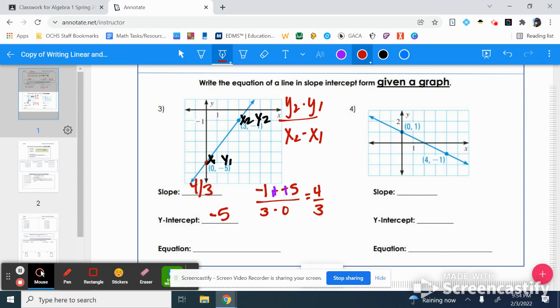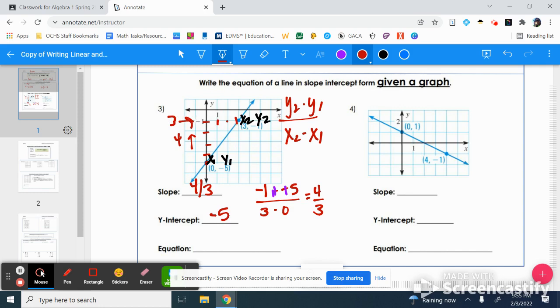If you just do not want to calculate your slope this way, I can count that I'm going up 1, 2, 3, 4. So again, that was up 4, that's my rise. And then I went to the right, 1, 2, 3, that would be my run. So again, I'm still going to get 4/3.